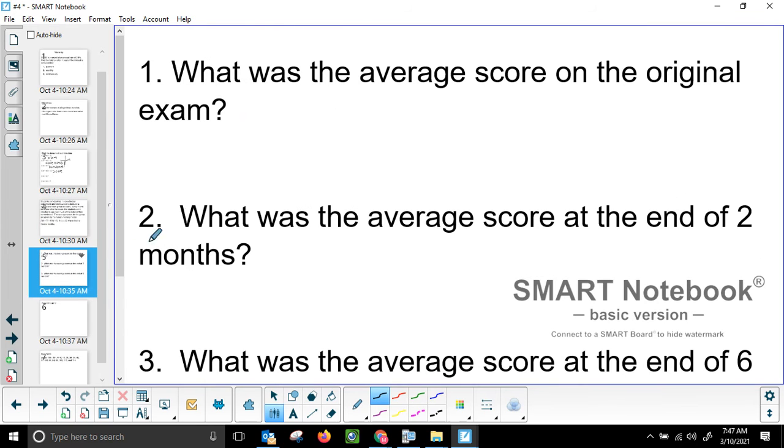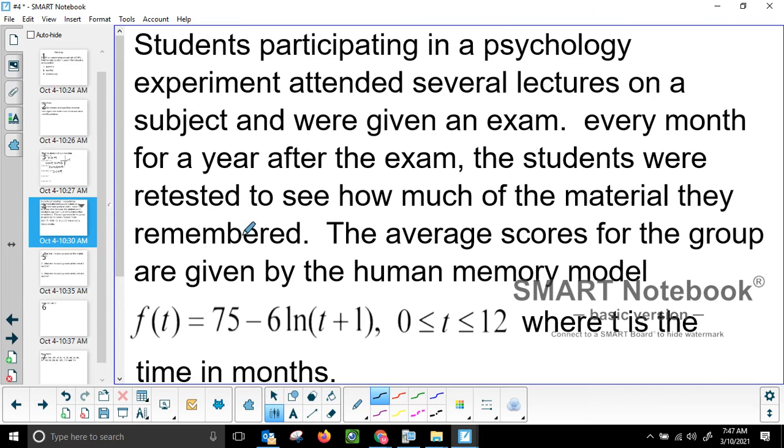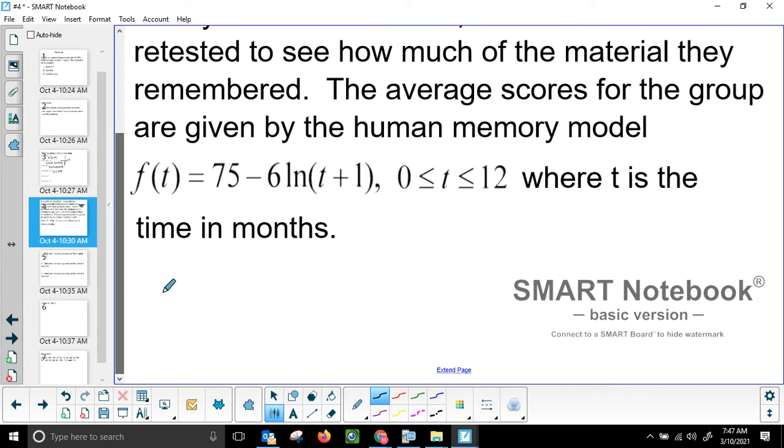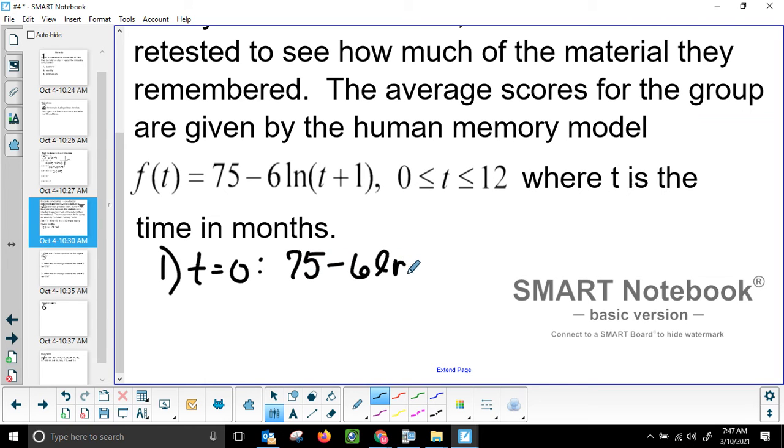Number 1, what was the average score on the original exam? The original exam means that t is equal to 0. So you get 75 minus 6 ln of 0 plus 1, and 0 plus 1 is just 1. ln of 1 is 0, so this just equals 75.